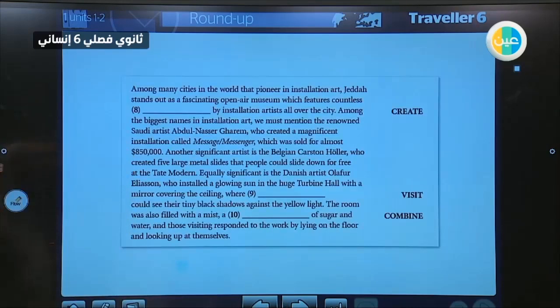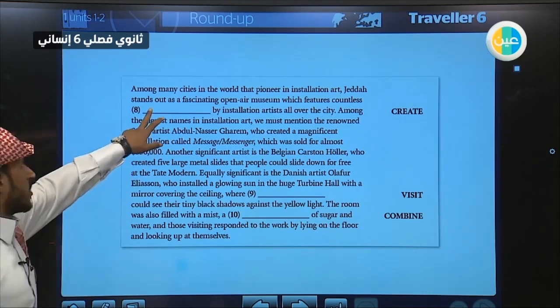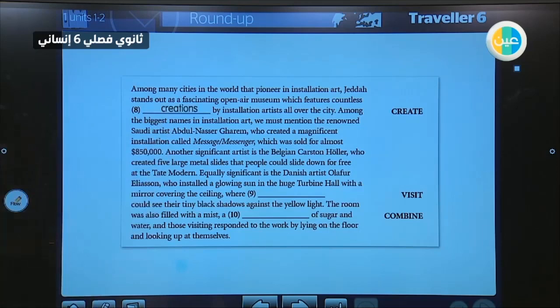After that, in number 8, among many cities in the world that pioneer in installation art, Jeddah stands out as a fascinating open-air museum which features countless creations by installation artists all over the city. We have here the word creations, meaning countless creations.